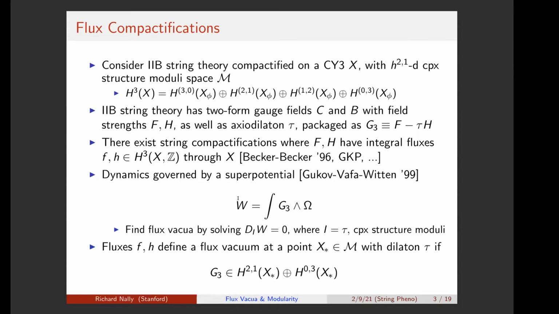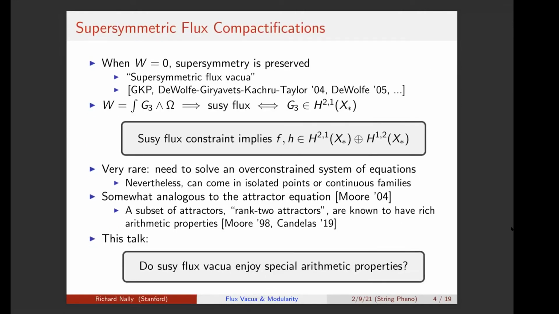You can show that we have a flux vacuum for fluxes F, H and dilaton tau at a point X star in complex structure moduli space if G3 is in H^{2,1} of X star plus H^{0,3} of X star. When W equals 0, we say supersymmetry is preserved, so we call these supersymmetric flux vacua. Because W is the integral of G3 wedge omega, to have a supersymmetric flux compactification, we need G3 to be just in H^{2,1} at our point in moduli space. The reason is that if G3 had a (0,3) component, then G3 wedge omega would be non-vanishing.